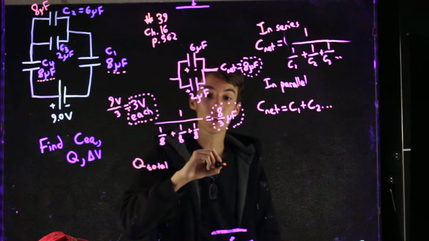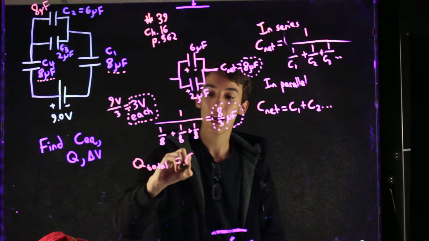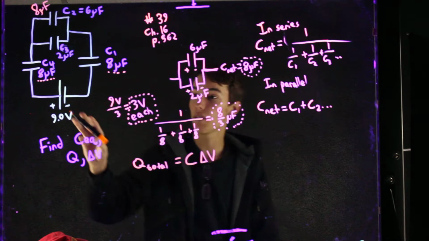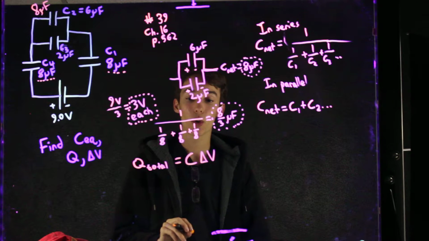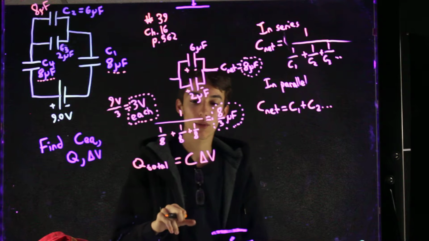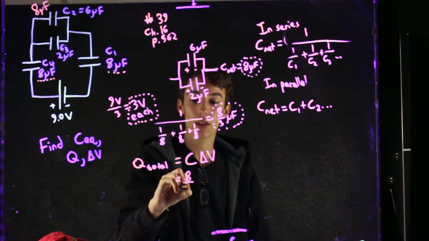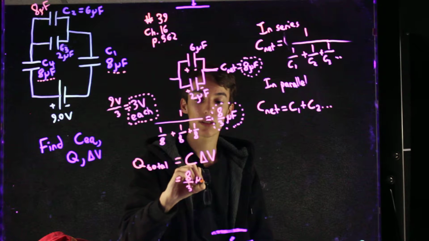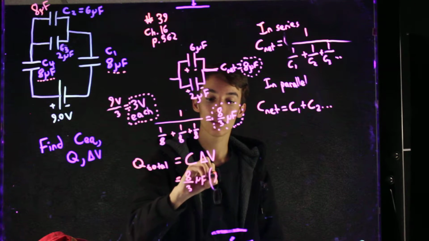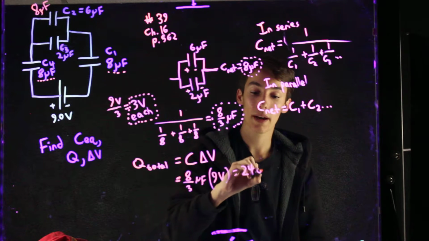So our total charge, Q total, is going to be equal to the capacitance times our net voltage of the battery. And so we know this rule. This is our foundational formula for capacitors. And so this is going to be equal to 8 thirds microfarads times 9 volts. And that's going to give us 24 microcoulombs.